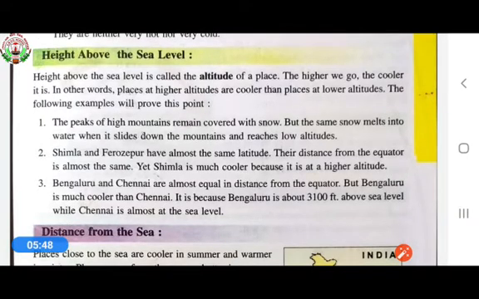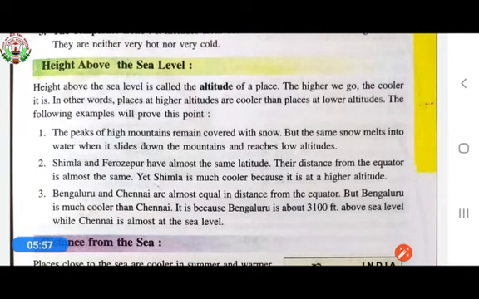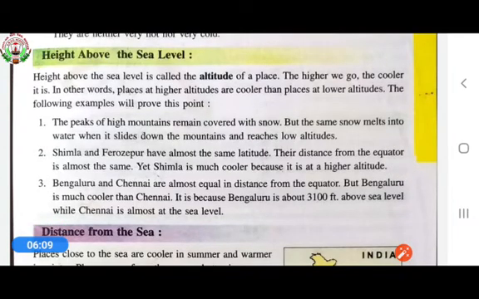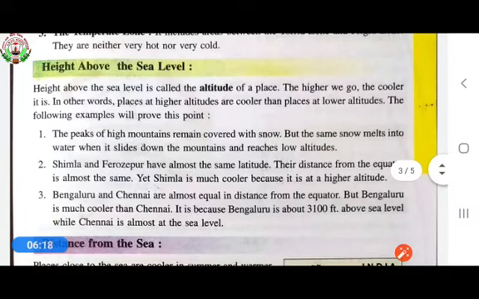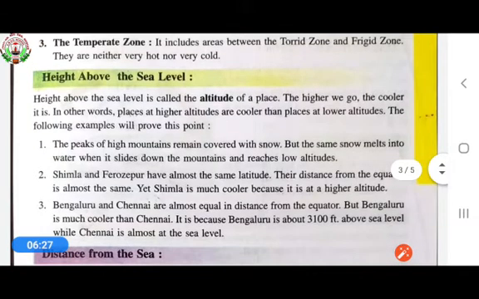Simla and Firozpur have almost the same latitude. Their distance from the equator is almost the same, but Simla is much cooler because it is at a higher altitude. Bangalore and Chennai are almost equal in distance from the equator, but Bangalore is much cooler than Chennai. It is because Bangalore is about 3100 feet above sea level, while Chennai is almost at sea level.